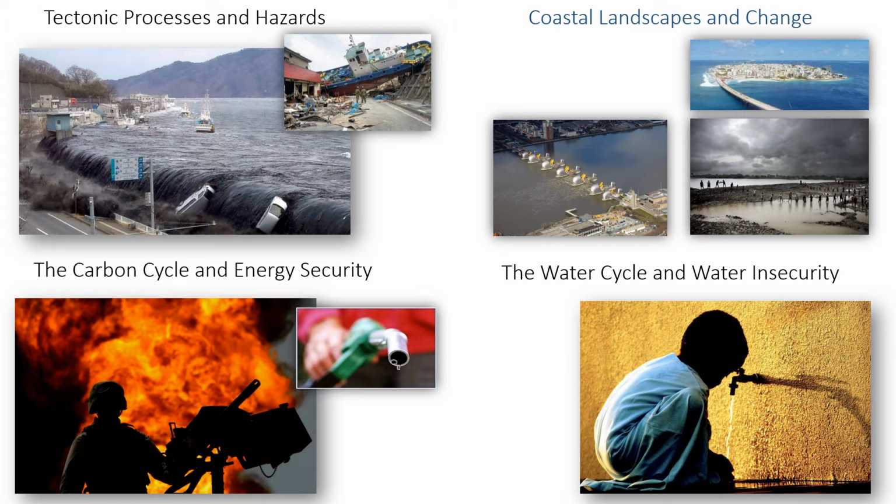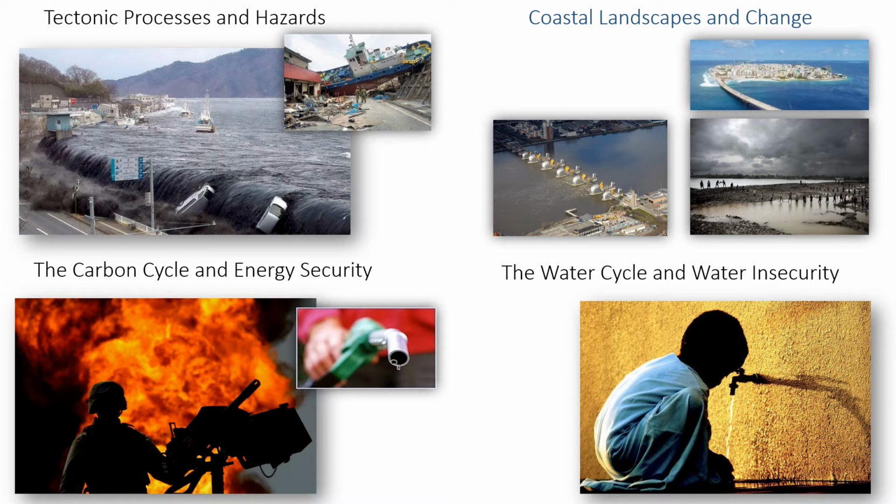So paper 1 is the physical paper, and we start in year 12 with tectonic processes and hazards and coastal landscapes and change. Then in year 13, it's the carbon cycle, energy security, and the water cycle and water insecurity. For tectonic processes and hazards, you've already started some of this at GCSE, but we build on your knowledge of those particular hazards, and we look at some additional hazards, for example tsunamis and volcanoes in a lot more detail than you've previously done at GCSE.